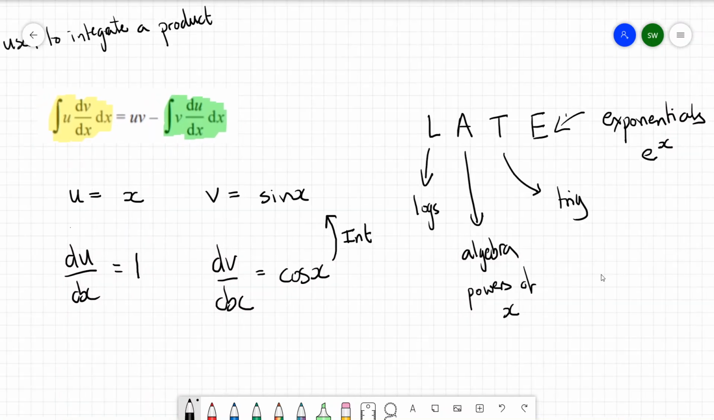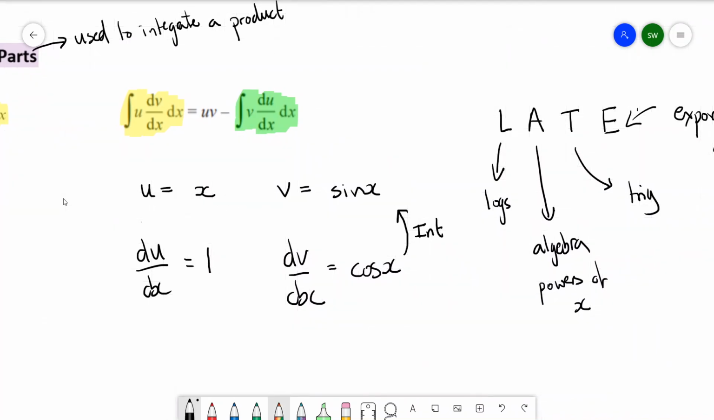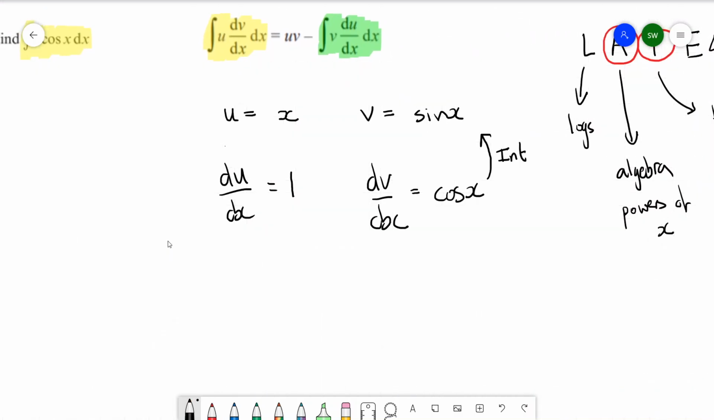The way that we're going to use LATE is to look at what we're integrating in our question. We've got x and cos x. So x is algebra and cos x is trig. We've got to see which letter comes first in LATE out of algebra and trig. A comes first in LATE before trigonometry. So because A comes first, we're going to let our algebra term be u, and our algebra term was x. And because T comes second in the word LATE, trigonometry is going to be dv by dx.